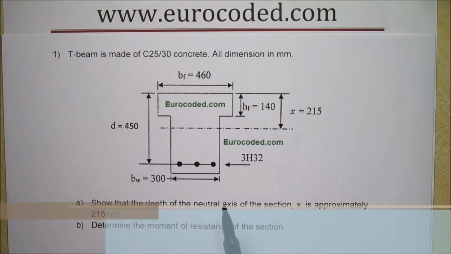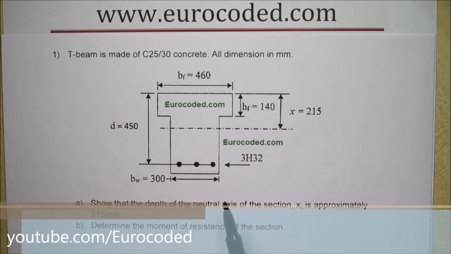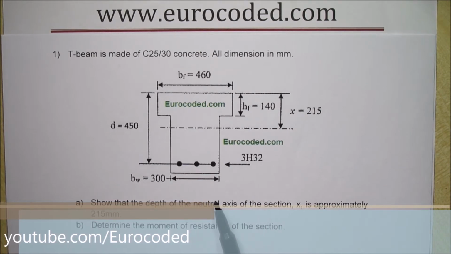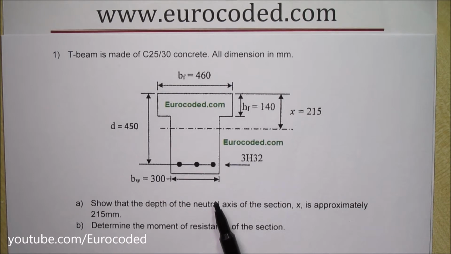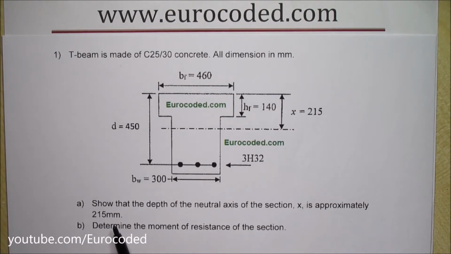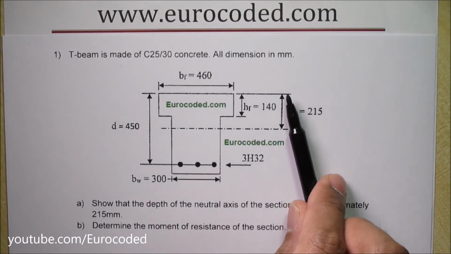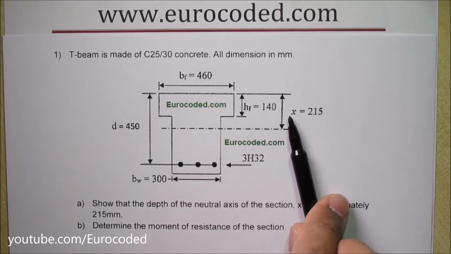Hello everyone. In this video, I'm going to go through an exam question and show you how to answer this question without spending too much time and at the same time get full marks. This is a two-part question. First part is asking us to prove that the depth of neutral axis is approximately 215 millimeters, which is this value, a depth from this topmost fiber to this neutral axis, which is x.